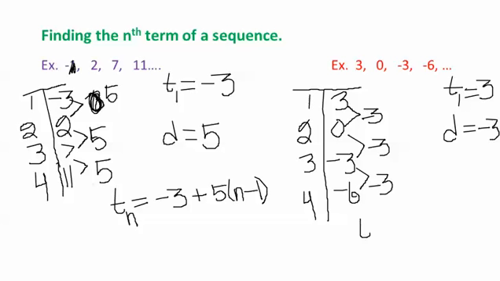I write my formula, T sub n equals my T sub 1, which was 3, plus my common difference, which was -3. So you don't have to have a plus there. You can do a minus. Times n minus 1.